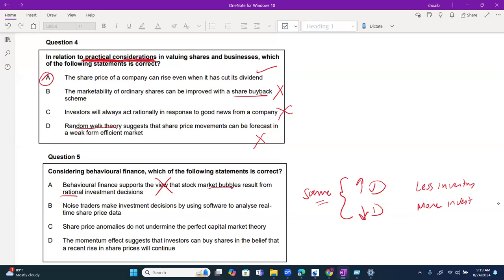Noise trader makes investment decision by using software to analyze real-time share price data. They base their decision on the past information.